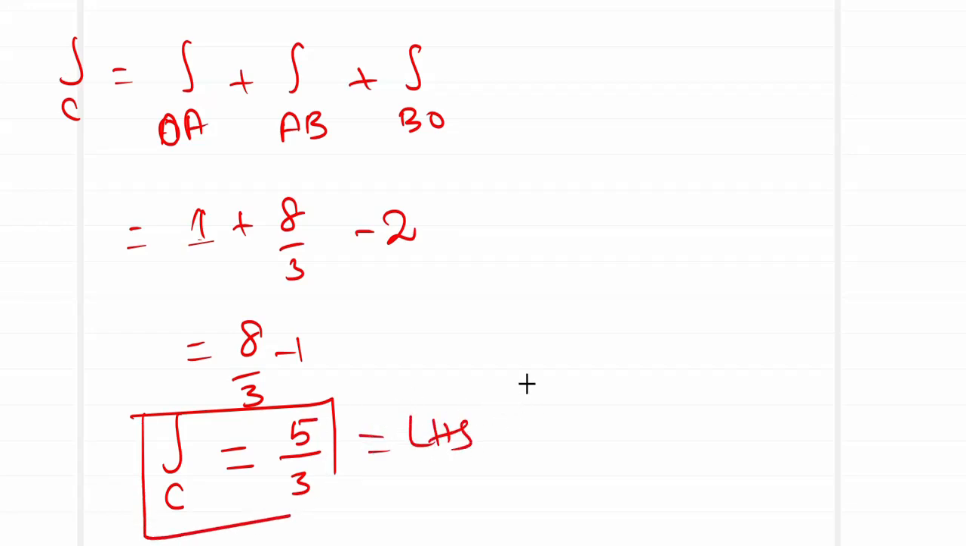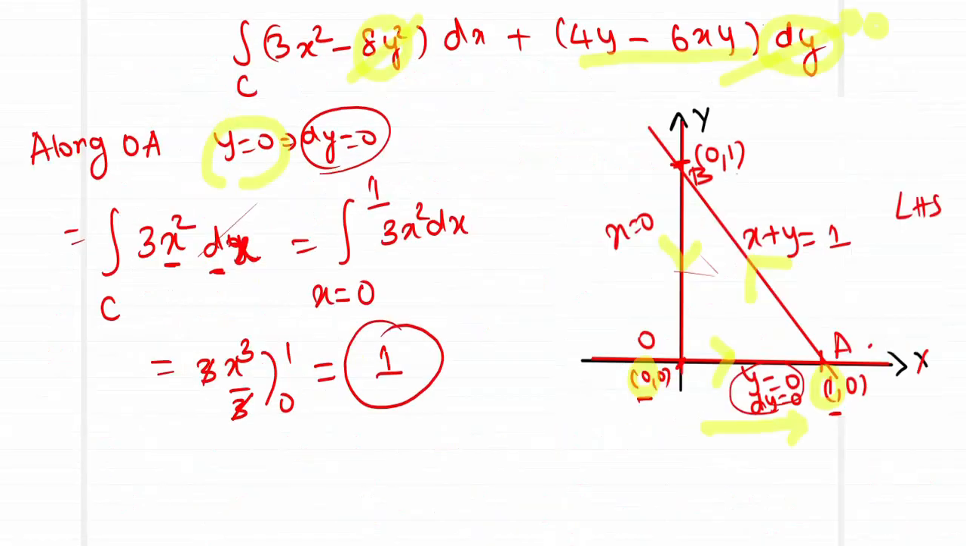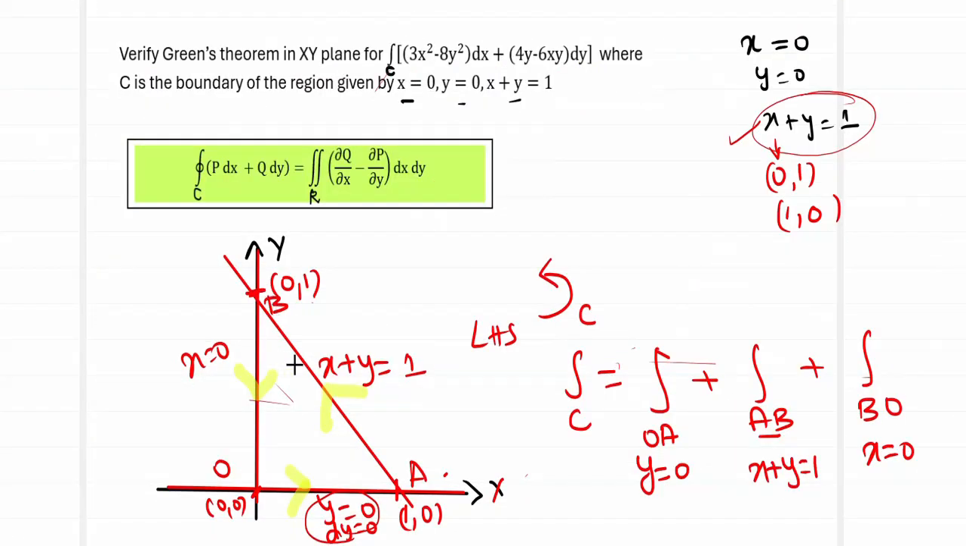So the quantity now to be evaluated is for my right hand side. Let us see what Green's theorem says for the right hand side. The right hand side says that we have double integral of dou q by dou x minus dou p by dou y dx dy. So we need to evaluate the partial derivatives of q and p with respect to x and y. So let us begin with the partial derivatives of the values over here.